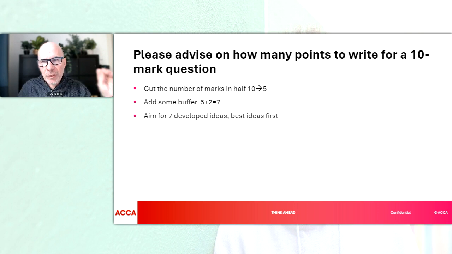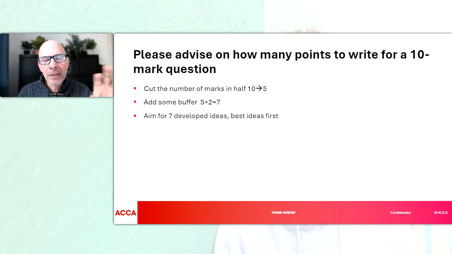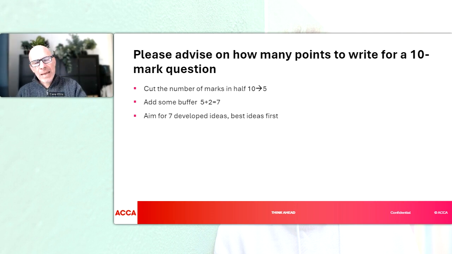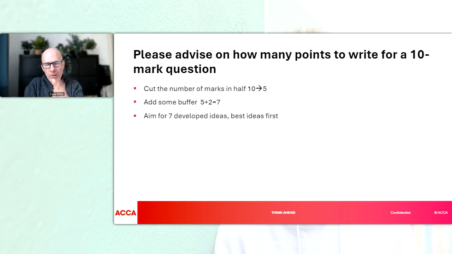Guys, I showed you this. How much do you write? If you get a 10-mark question, cut that in half. 5 would be the bare minimum. Add a couple of marks for buffer. So try to develop 7 ideas. Always do your best things first. That's the beauty of the word processor. If you like the idea that you wrote at the end the best, just copy paste it up to the top. So you have more development at the top, less development in the middle. If you run out of time with maybe a couple of ideas not completed, you can get a pass.